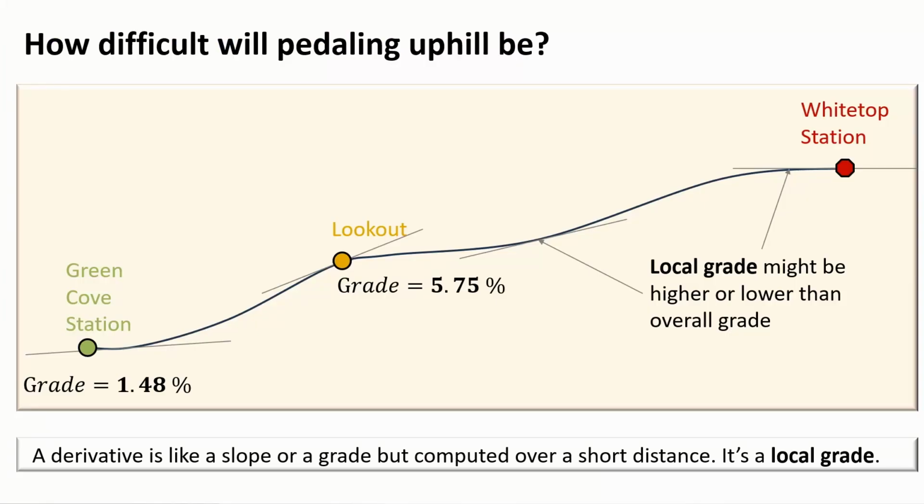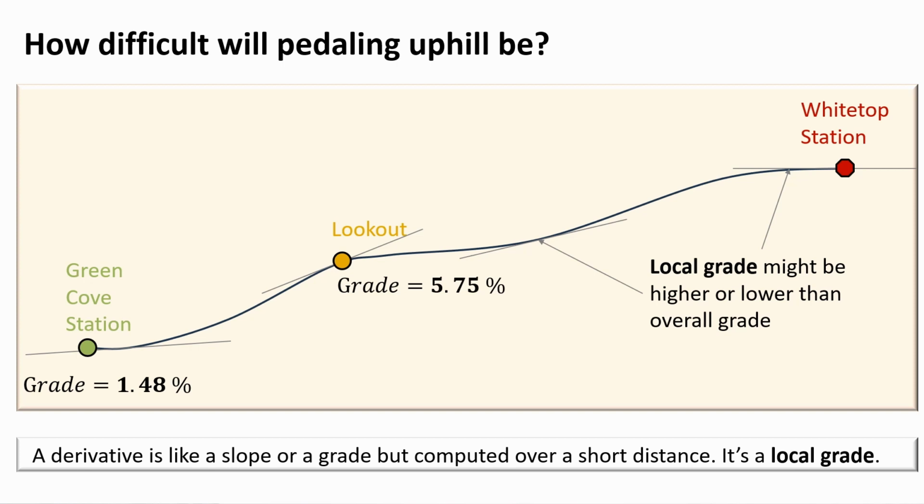So how difficult will pedaling uphill be? A grade of 2.4% for the distance between the Green Cove Station and the lookout is fine, so we calculated 2.4%. But some portions of the trail are more difficult, like the grade at Green Cove Station is 1.48%. And the grade at the lookout station is 5.75%. We can use the web application to find local grades and see that right before the lookout, the local grade is 5.75%. Well, in my opinion, it's worth a little extra work to get that view that we had.